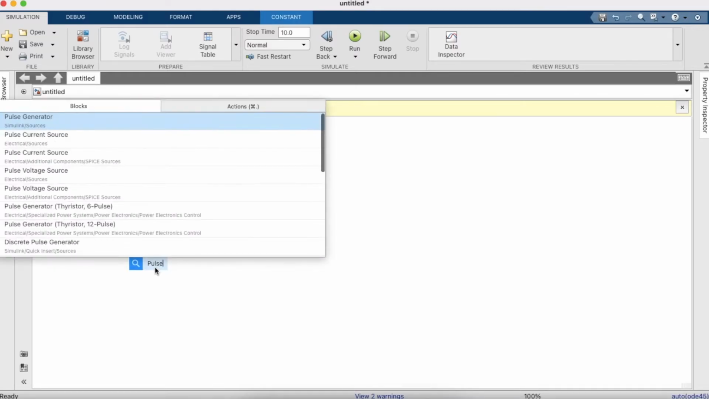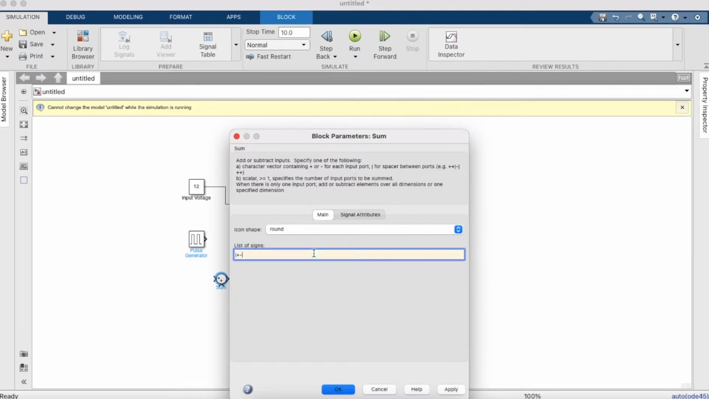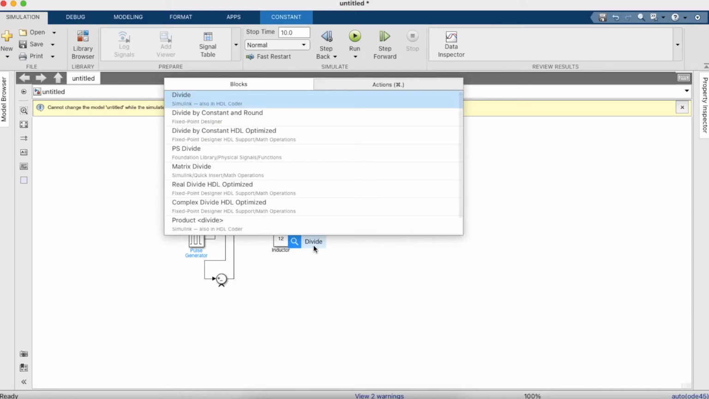We'll need a pulse generator to provide the PWM pulses. We'll need a switch. You saw PWM and PWM bar in the equations, so we'll be using the switch for that. We'll need an input sum block. The pulse generator will be connected to the middle portion of the switch, and the output of the sum block will be given to the other end of the switch, and we'll also need a divide block.